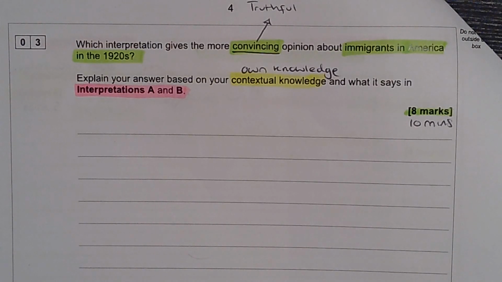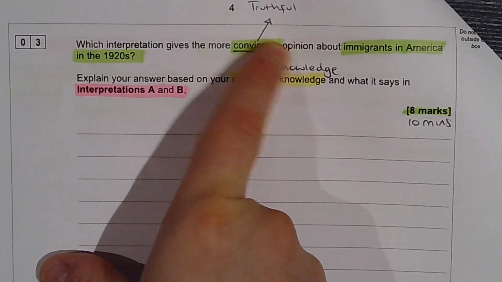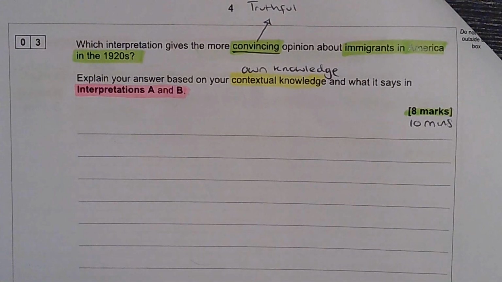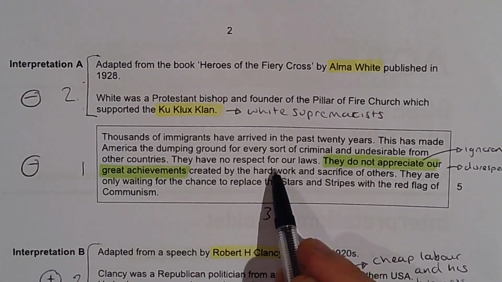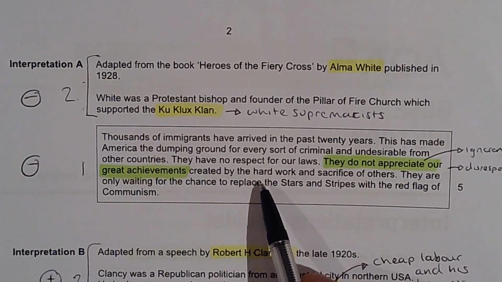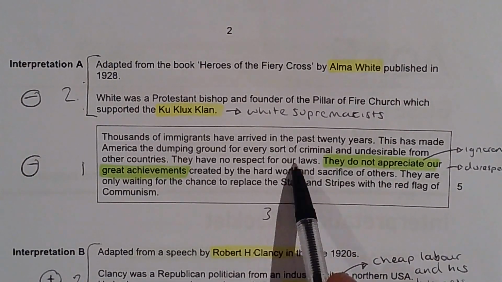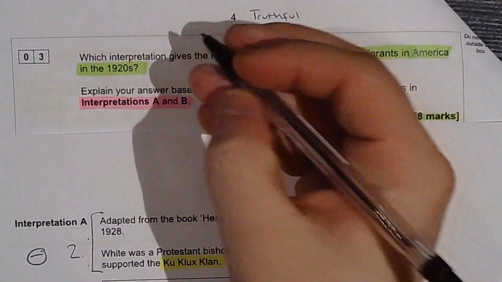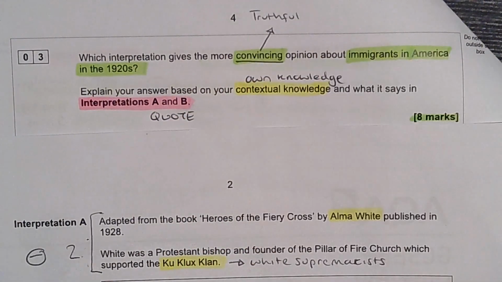Now, the way we answer this is we know we need to use A and B, and we need to talk about whether it is being truthful about immigrants in America in the 1920s. We also need to pick out a quote from the box, just as we did in question 1. So I know from A and B, I'm going to need to pick out a quote, and then I'm going to need to use my own knowledge.